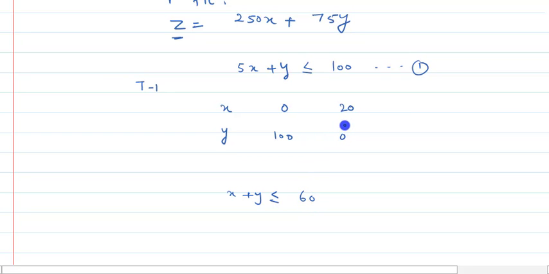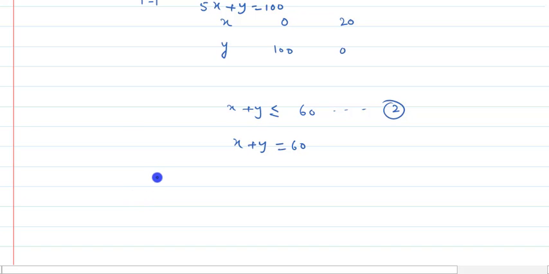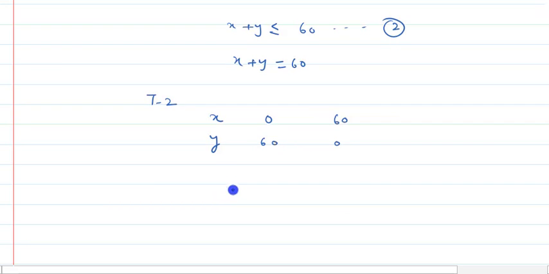One thing more I want to mention over here, that the table that we are making is simply for 5x plus y is equal to 100. As you have studied in your 11th class, first of all we'll draw the table for equal to, then while drawing the graph we'll mention this less than sign. So similarly here I'll make the table for x plus y is equal to 60. From the second constraint we are getting table number 2. Here x, y. If we put x is 0, clearly y is 60, and if y is 0, x is 60. Now let us draw the graph for these two.